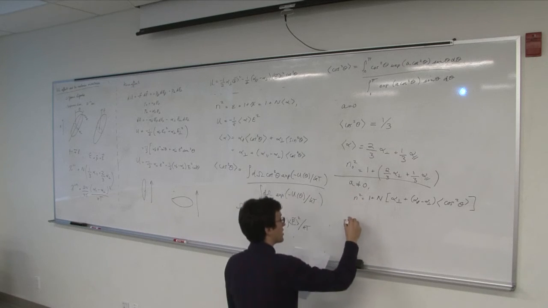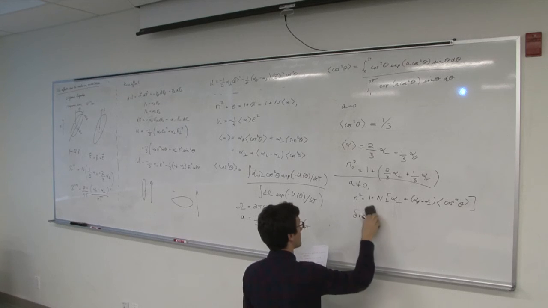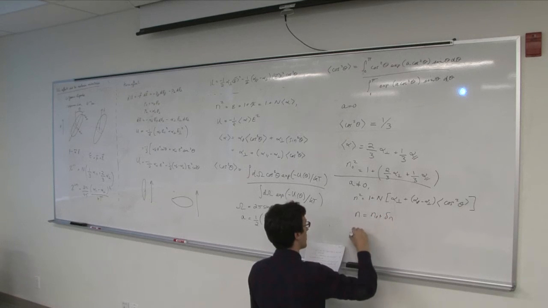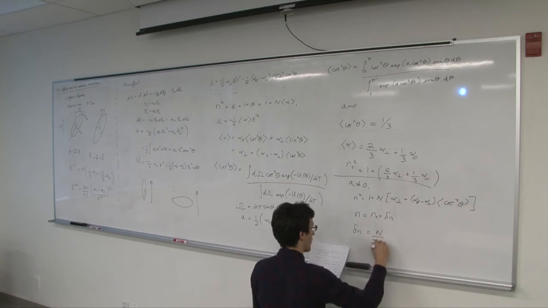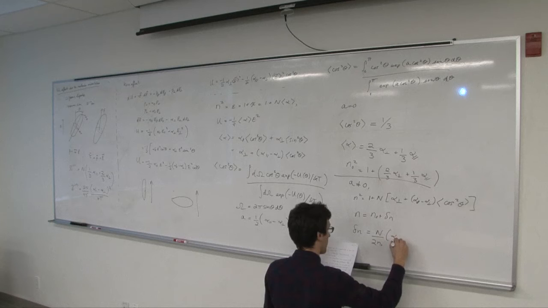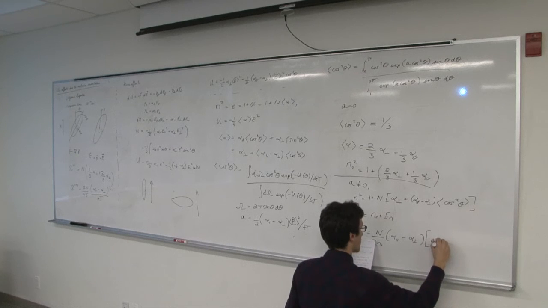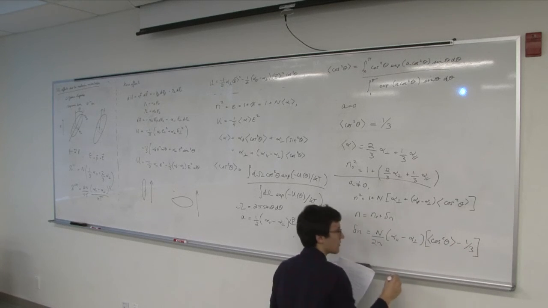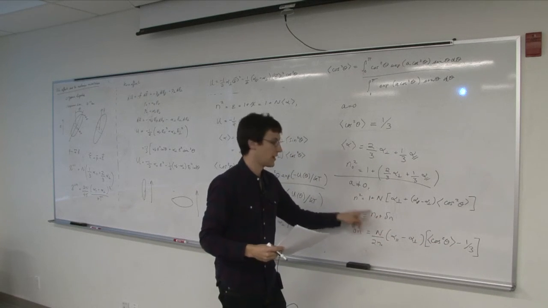So we find that the change in the refractive index, delta n, or rather n is equal to n naught plus a change in the refractive index, and the change in the refractive index is equal to n over 2n naught alpha parallel minus alpha perpendicular cosine square of theta minus 1/3. Yeah, which is the result that corresponds to n naught.